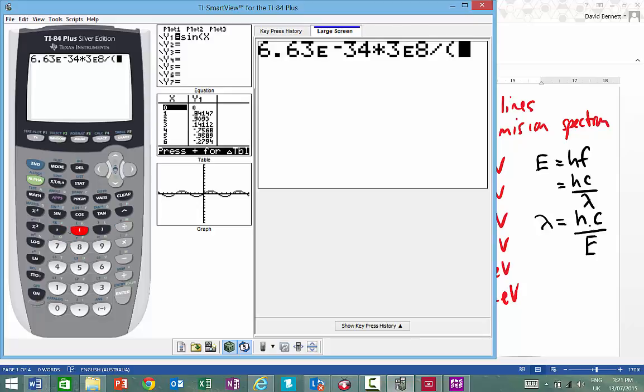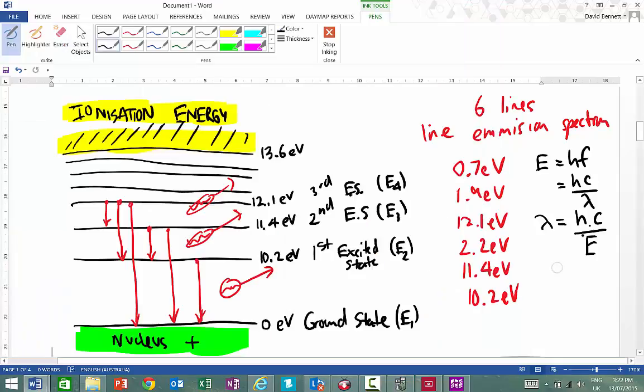Now I've got to convert 0.7 electron volts into joules, timesing that by 1.6 times 10 to the minus 19, and close my bracket, and then go enter. So that's going to give me something like 1.77, alright, so 1.78 times 10 to the minus 6. So this one here gives me a wavelength of 1.78 times 10 to the minus 6 meters.